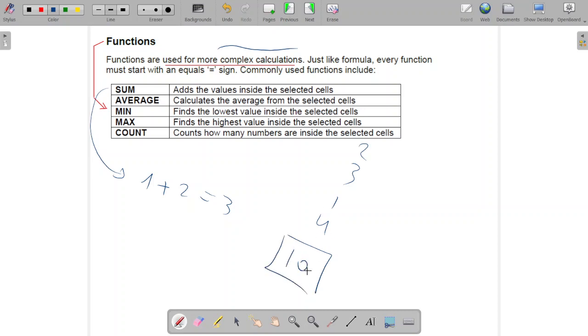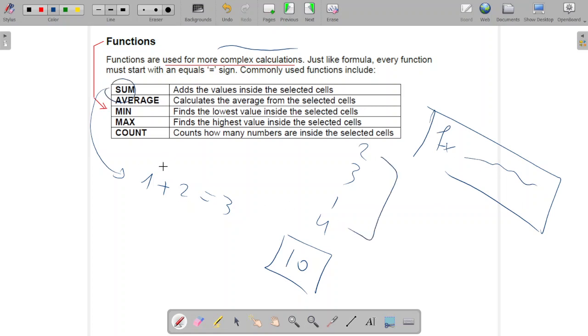It's going to be equal to 10, but to be able to provide that, you have to add a certain function, a function that enables you to add all of them. The sum function provides that, adding all the values inside of the selected cells.